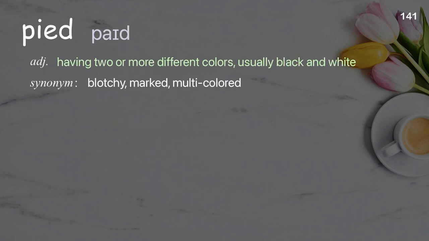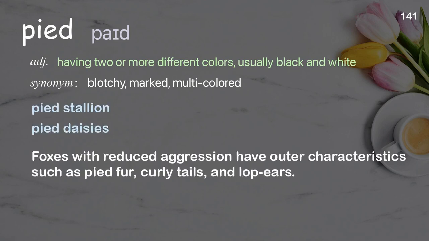Pied. Having two or more different colors, usually black and white. Examples: pied stallion, pied daisies. Foxes with reduced aggression have outer characteristics such as pied fur, curly tails, and lop ears.